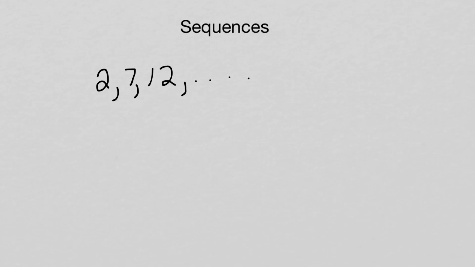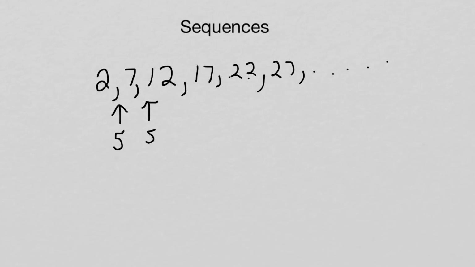2, 7, 12. I notice that the difference between 2 and 7 is going to be 5. I added 5. Then I look at the difference between 7 and 12. It's also going to be 5. So I know that I'm adding 5 each time. If I wanted to keep going with this, this would be 17, 22, 27. I can go on forever like this. So this one I'm adding 5, so I know that this one is arithmetic.